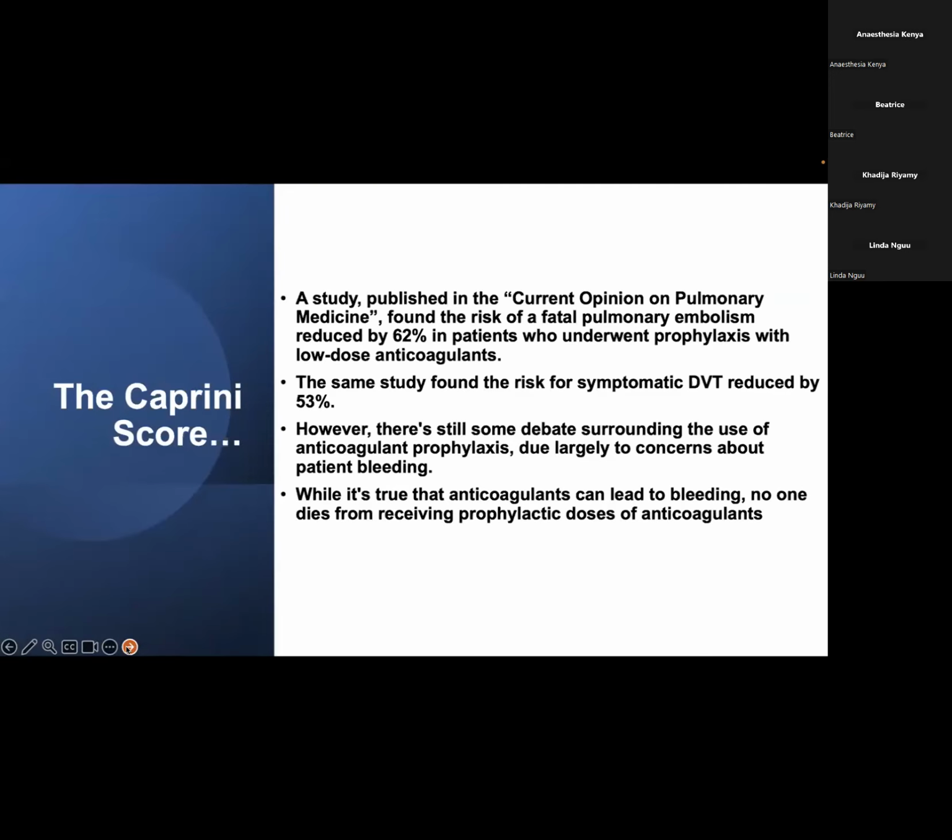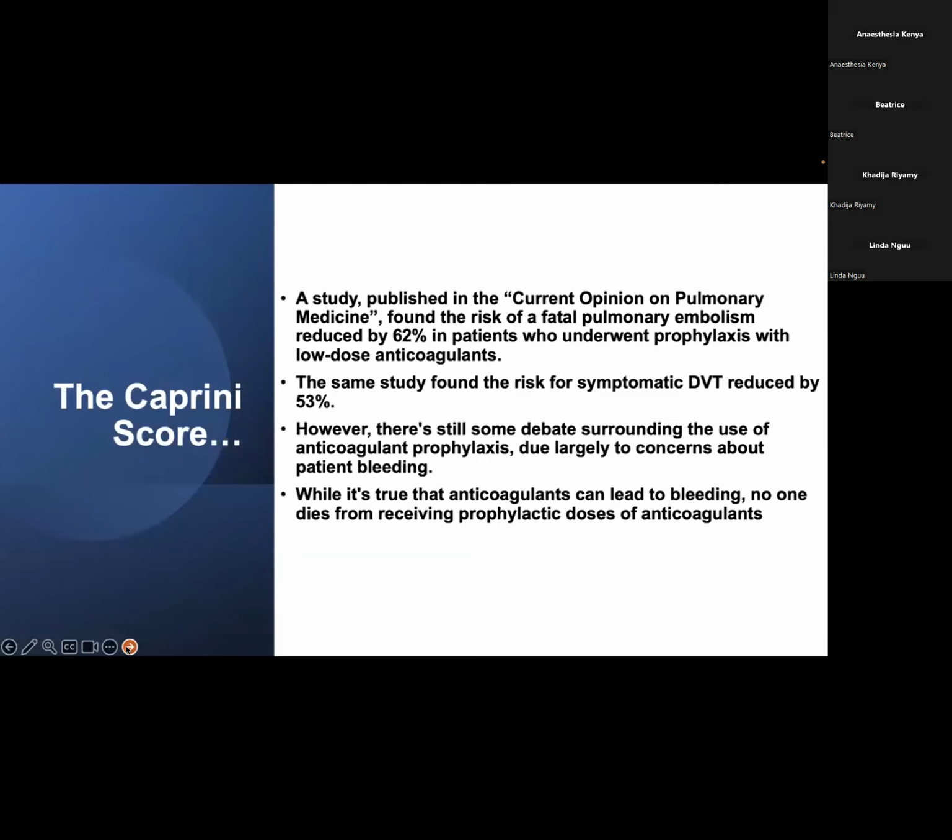A study published in Current Opinion in Pulmonary Medicine found the risk of a fatal pulmonary embolism was reduced by 62% in patients who underwent prophylaxis with low-dose anticoagulants. You reduce the risk by more than 50% by just making sure that you are alert to the fact that the patient is at high risk of developing thrombosis and VTE. The same study found the risk of symptomatic DVT was reduced by 53% by giving thromboprophylaxis.